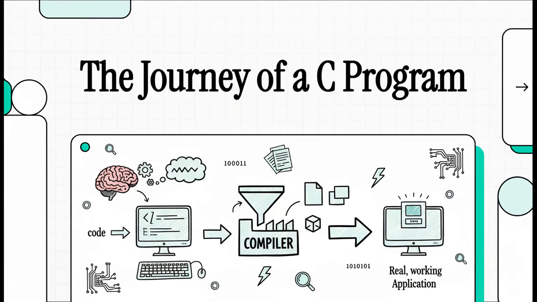All right, let's get into it. Today, we're going on a pretty cool journey. We're going to follow a single line of code from the moment it's written by a human to the moment it actually makes a computer do something. This is the story of how our ideas get turned into machine instructions, and it's the process that powers basically every piece of software you've ever used.